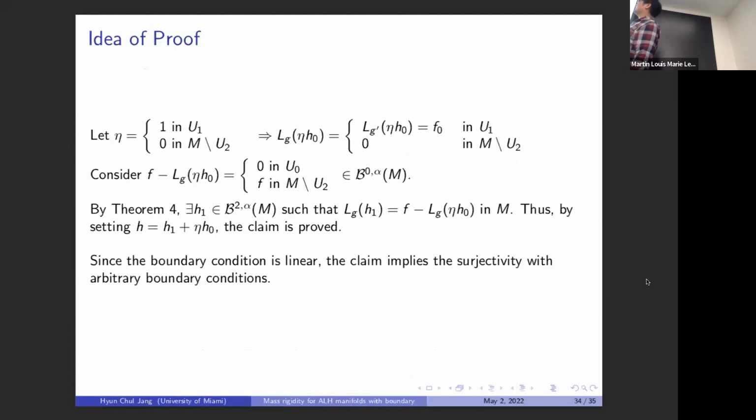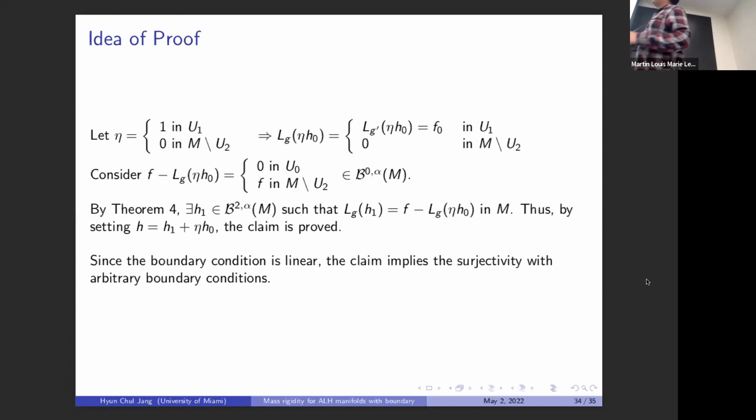So now we are going back to the asymptotically locally hyperbolic setting. Then this is exactly f. Since we have zero in the neighborhood of the boundary, and this function is f outside of the large neighborhood, it satisfies the decay to be in this B. And with exponential decay, we have the surjectivity we already proved. That's why we get this h1, with this function as our inhomogeneous term. Then using linearity, we have this h1 plus h0.